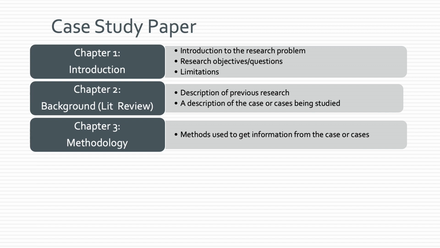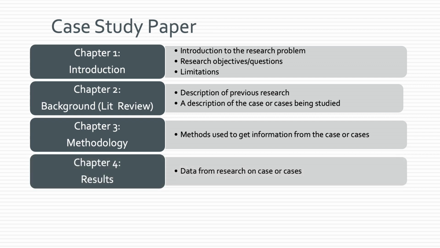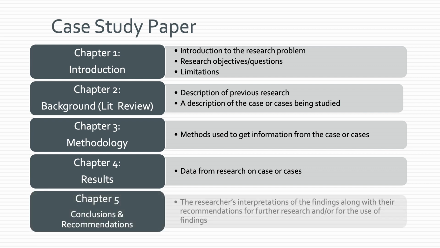Then the methods that are going to be used to get information from or about the case or cases. Chapter 4 is similar to the 5-chapter paper format. You're just going to report the data from research on the case or cases. And then chapter 5 again is the researcher's interpretations and conclusions of the findings along with recommendations.